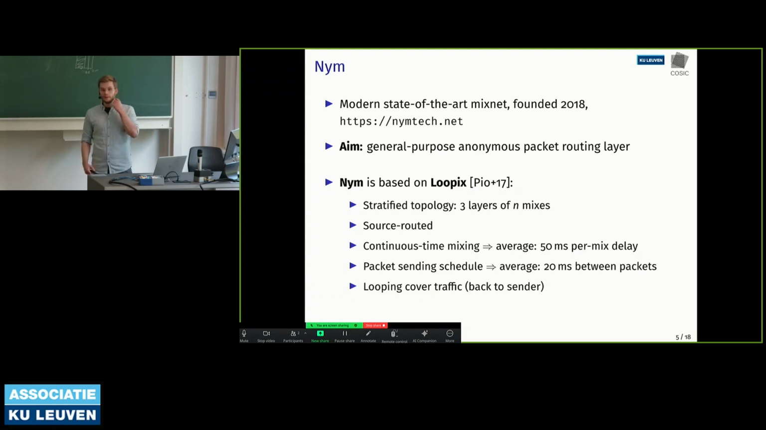And endpoints that connect to NIM are pretty strict in how they shape their traffic. So they have a packet emission schedule that is based on a Poisson process, which means they will pick an exponentially distributed delay on average of 20 milliseconds in between sending packets, right? So there's a tick, and this tick is exponentially distributed delayed, and every time this fires, you send a packet. So you shape your traffic that goes into the mixnet. And I forgot to mention that the per mix delay that is applied to packets has an average of 50 milliseconds, also drawn from an exponential distribution.